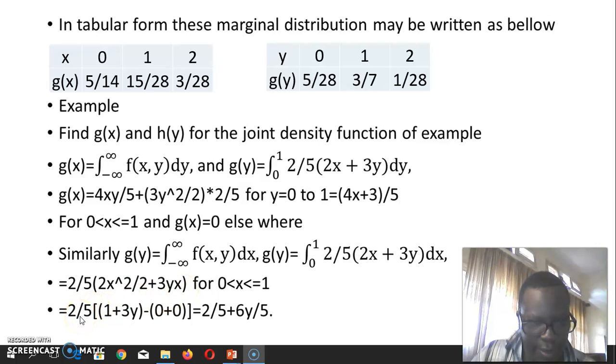Hence, our solution will be equal to 2 out of 5 into 1 plus 6y out of 5. So this one is the marginal distribution of y, whereas this is the marginal distribution of x, when the joint distribution is 2 out of 5 into 2x plus 3y.